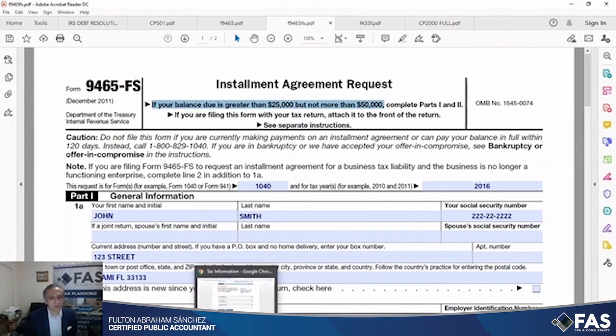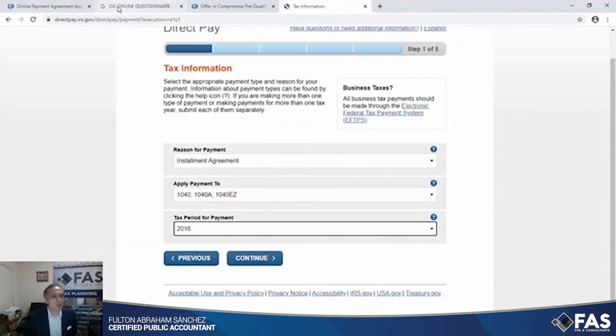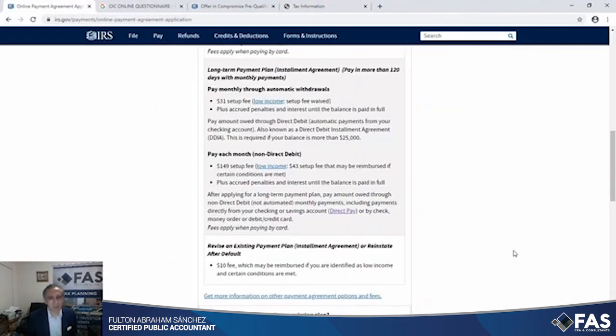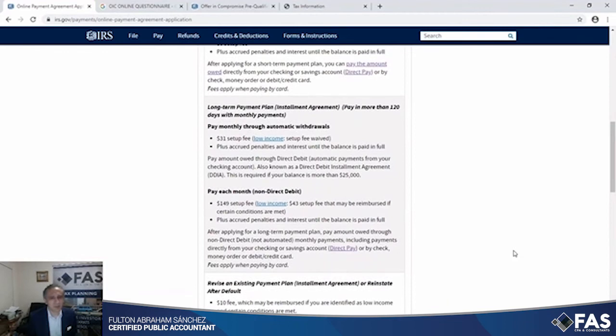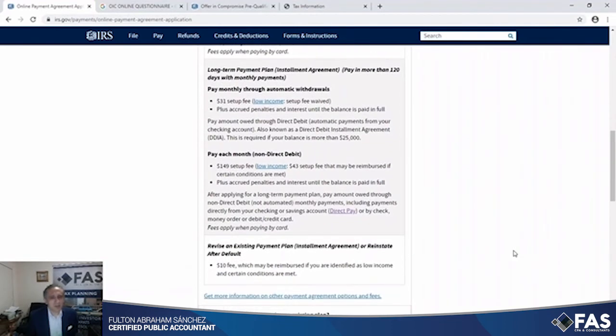About the cost for an application, when there is a long-term payment, meaning that you are going to pay over 12 months, 36 months, or 72 months, it is a $149 setup fee, and this will be charged to your installment agreement.